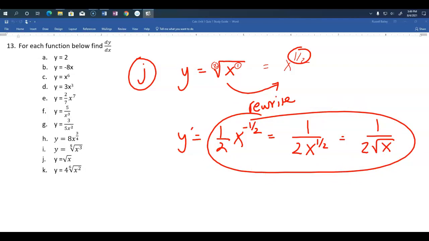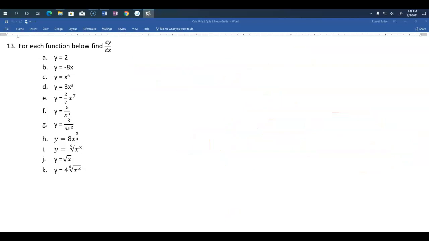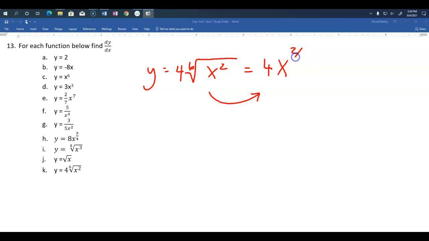Let's go ahead and take a look at letter K. Okay, so once again, we're going to rewrite. Now you could leave that as 2/6, but there's no reason we can't reduce that. I would say just go for it. Why not? 2 over 6 can reduce to 1/3.